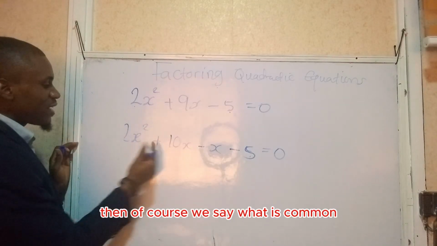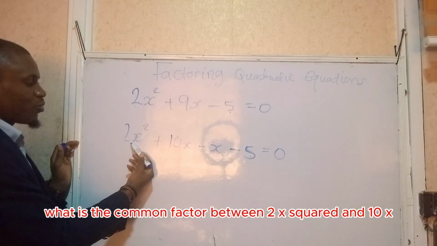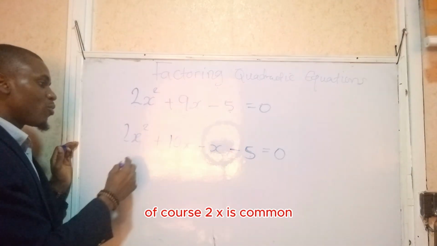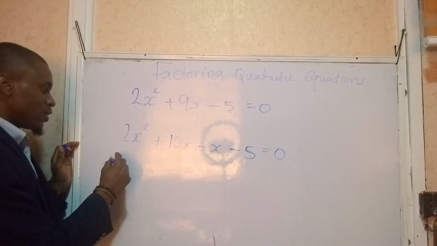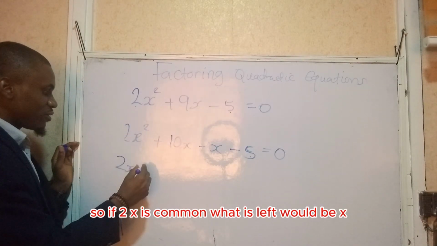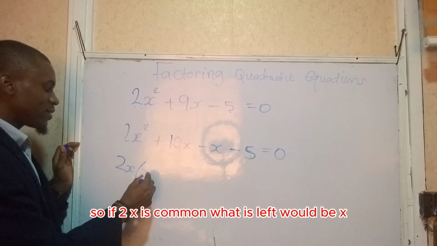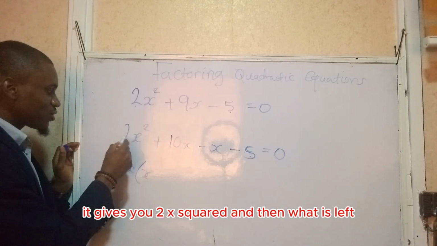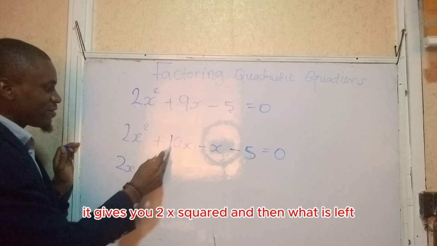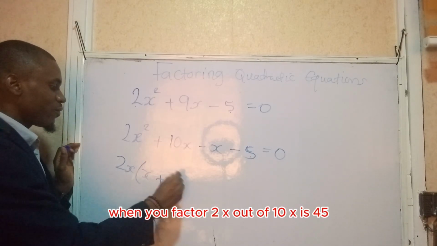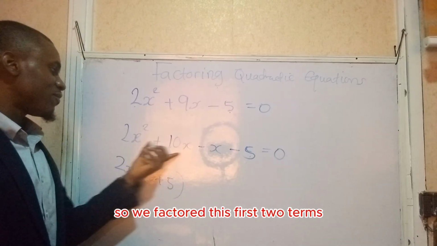Once we've successfully grouped like that, then of course we say, what is common? What is the common factor between 2x squared and 10x? Of course, 2x is common. If 2x is common, what is left would be x, so that when you multiply this, it gives you 2x squared. And then what is left when you factor 2x out of 10x is positive 5. So we factored these first two terms.